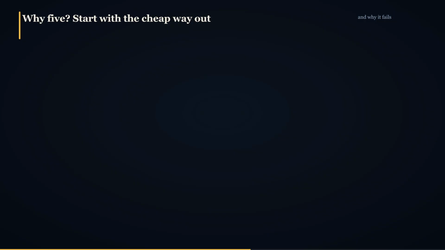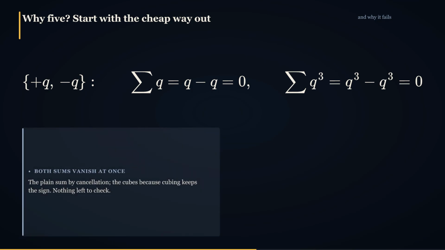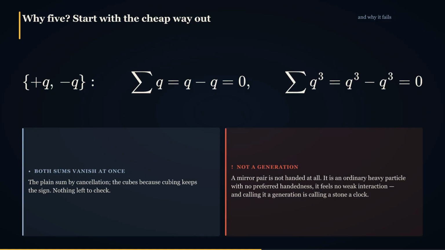Because cancelling anomalies while staying handed is genuinely hard. There is a cheap way to cancel these sums, and it is worth seeing why it fails. Take a charge and its mirror image, plus something and minus something. Both sums vanish immediately, the plain sum by cancellation, the cubes because cubing keeps the sign. Done. Except that a mirror pair is not handed at all. It is an ordinary heavy particle with no preferred handedness. It feels no weak interaction, and calling it a generation is calling a stone a clock.